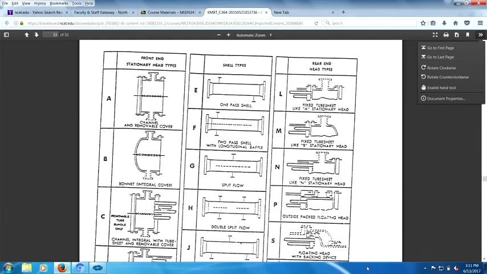My battery is running low here. Let's see how much I got left. I got 2 hours and 33 minutes left. I got 66% remaining.